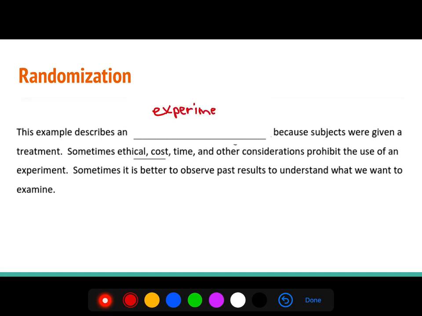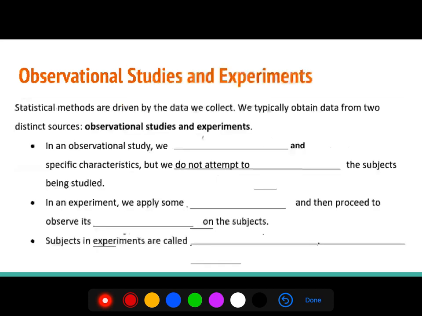And again, this example is basically an experiment, but it has randomized design, because the subjects were given a treatment. And you can't always do an experiment. Sometimes there are ethical reasons, there's cost, there's time. There's a lot of considerations that maybe allow you not to do an experiment. But if you can, it's usually better.